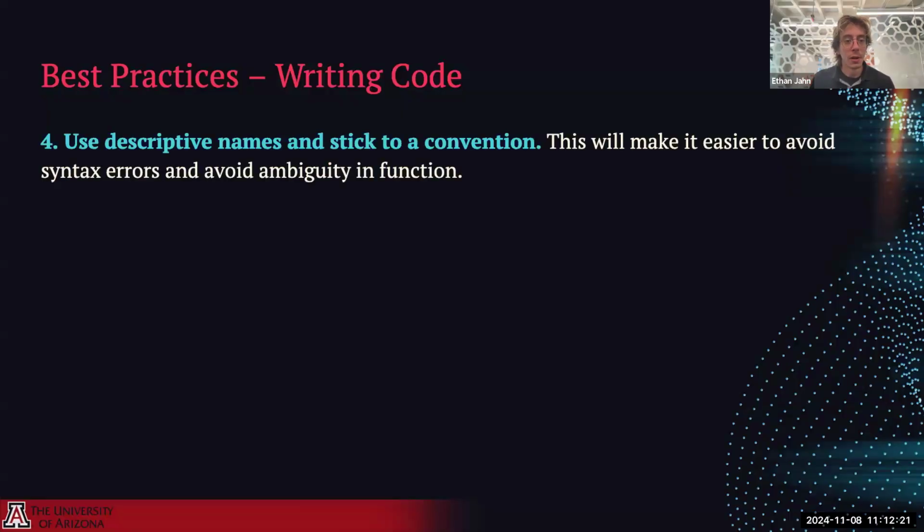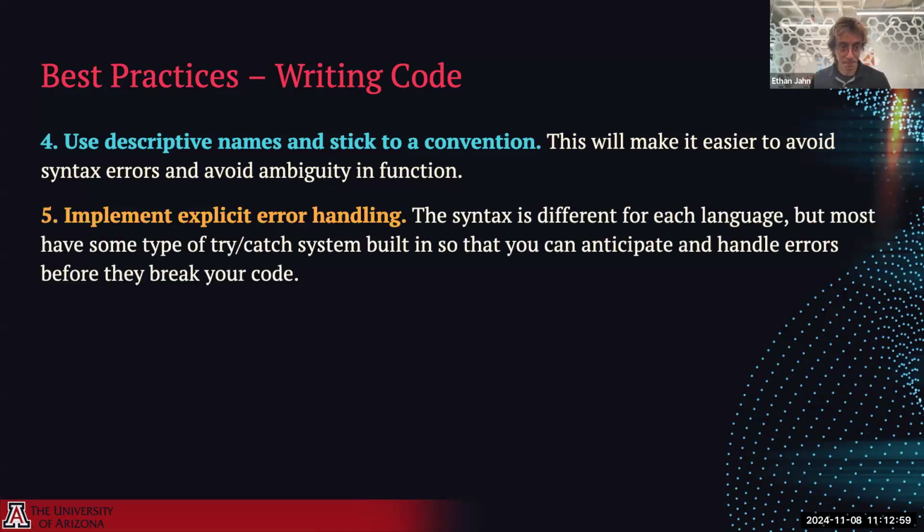There's a few more here. As you're creating your code, try to use descriptive names and stick to a convention. This will make it easier to avoid syntax errors and avoid ambiguity in the function of different variables or methods or whatever it is that are in your code. So, descriptive names and some sort of convention. I know it might seem silly or trivial to use a convention, but it takes a lot of the work out of coming up with names and recognizing them, and makes it more immediately obvious as you're looking at your code what's going on. That's always helpful.